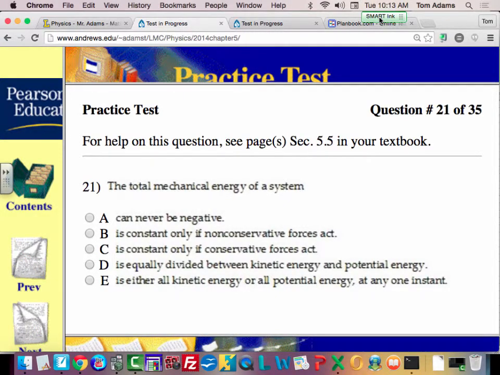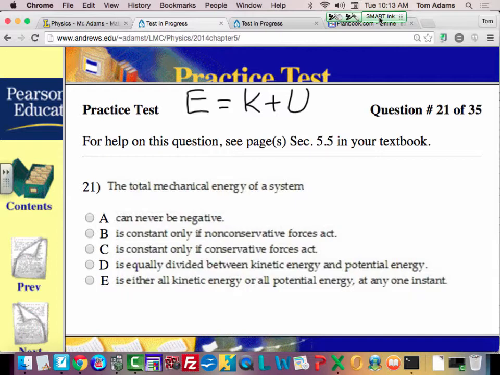The total mechanical energy of a system. Now remember that the mechanical energy of a system is equal to the kinetic energy plus the potential energy. Right? It says the total mechanical energy of a system can never be negative.